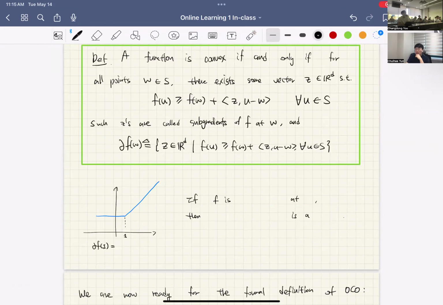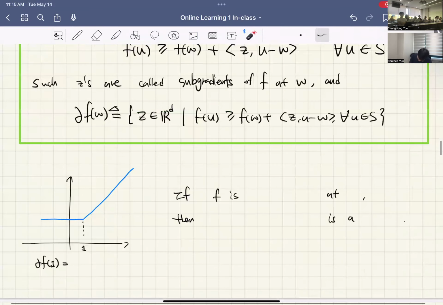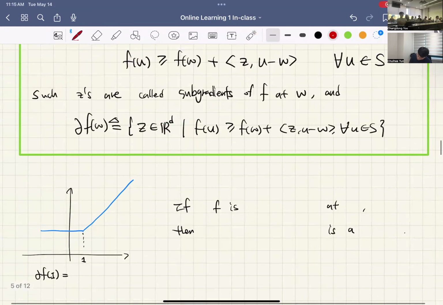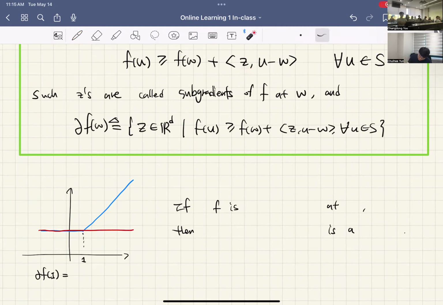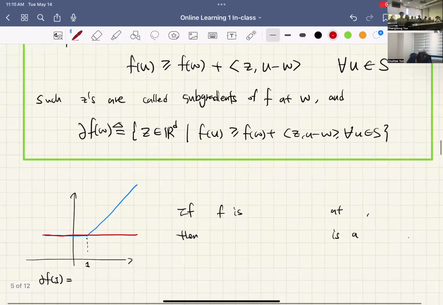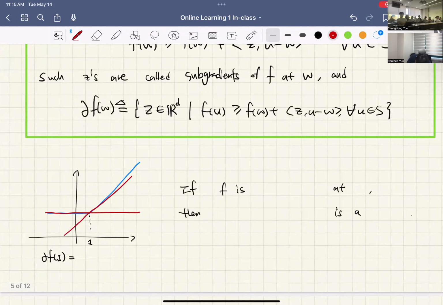Consider a function that looks like a ReLU function, but the kink right here is at x equal to 1. So there are many options for this subgradient value. For example, you can choose z to be equal to 0, in which case the right-hand side would look like this. Or you can choose z to be 1, in which case the right-hand side will look like this.